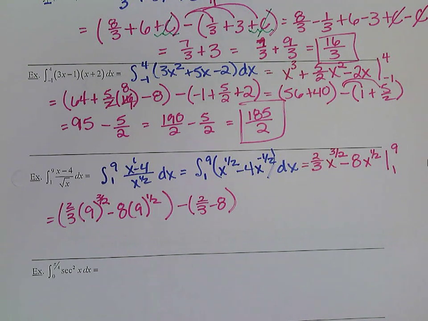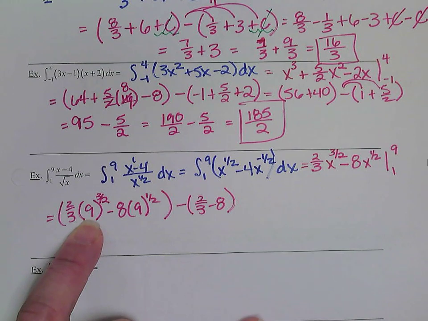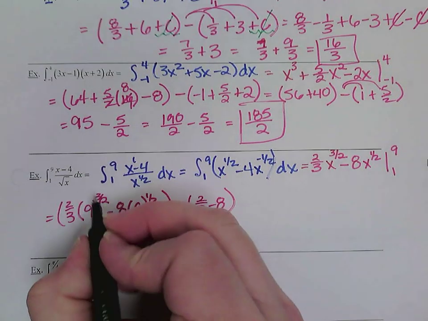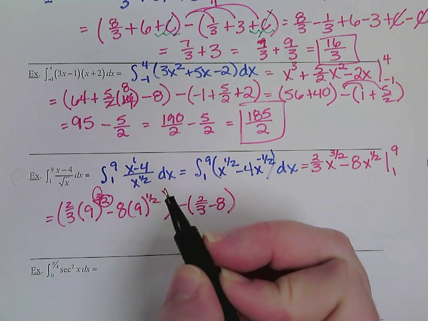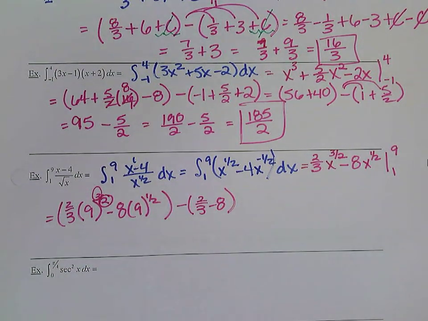Everybody understand why that's just 2/3 minus 8? That's 1 to the 3/2 and 1 to the 1/2 are just 1, right? Okay, so let's talk about evaluating the 9 to the 3/2. Remember that the denominator means that we take the root. The numerator is the exponent. We could cube 9 and then take the square root, but I don't like doing it that way. I like to take the square root and make the number smaller and then make it bigger.